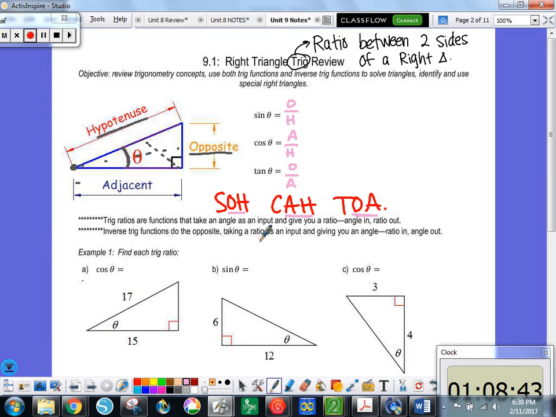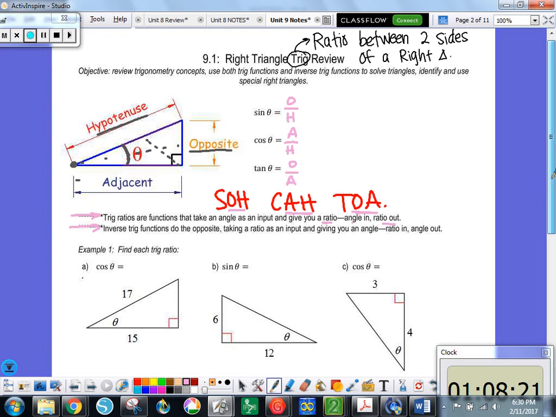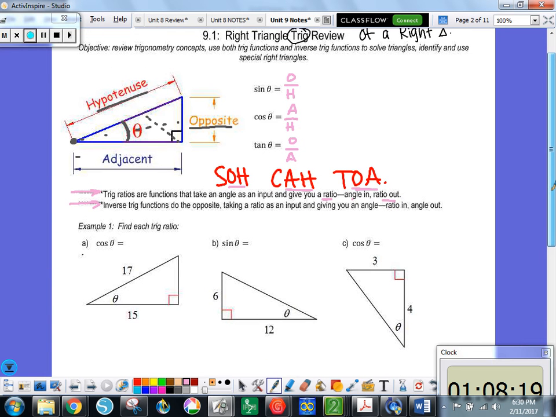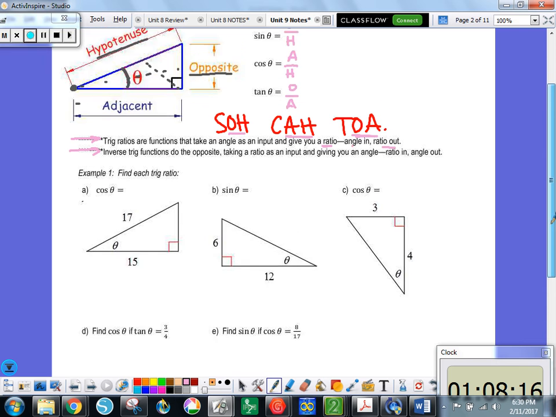So notice the 19 stars that we put right here and right here to remind you. Trig ratios are functions that take an angle as an input and give you a ratio. Angle in, ratio out. Inverse trig functions do the opposite, taking a ratio as an input and giving you an angle: ratio in, angle out. And I'll explain that more in just a minute. Kind of a confusing way to say it, but maybe we'll look back at it in a second.